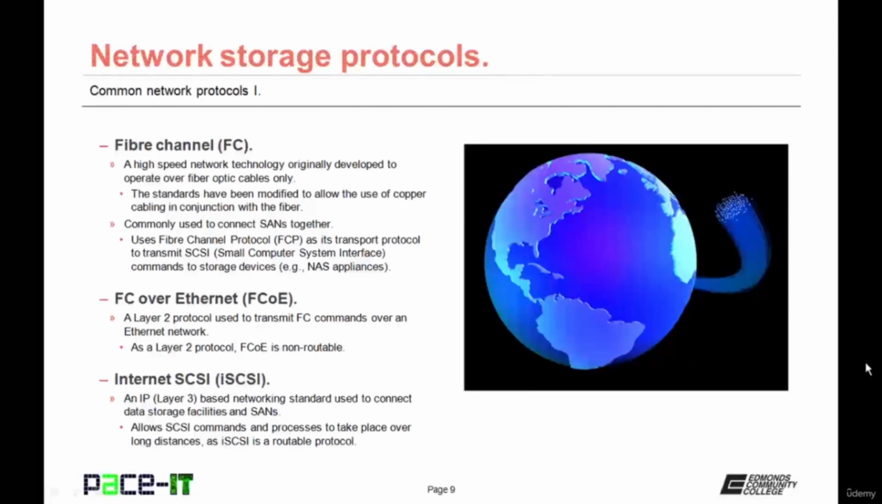It's a layer 2 protocol used to transmit FC commands over an Ethernet network. As a layer 2 protocol, FCoE is non-routable. And finally, we have Internet SCSI, or iSCSI. It's an IP-based network standard used to connect data storage facilities and storage area networks. It is a layer 3 protocol. It allows SCSI commands and processes to take place over long distance, as iSCSI is a routable protocol.